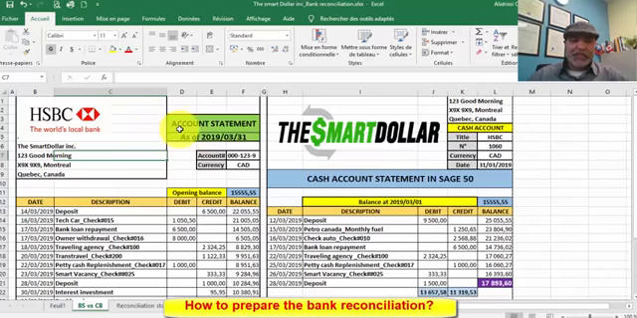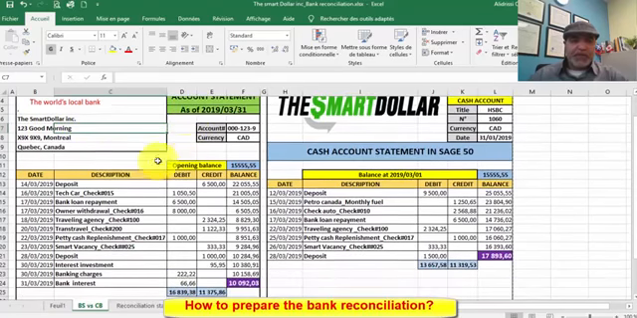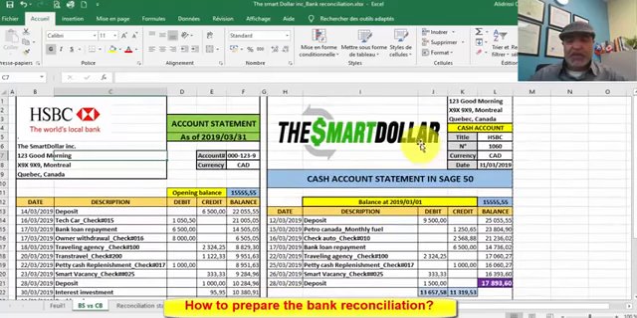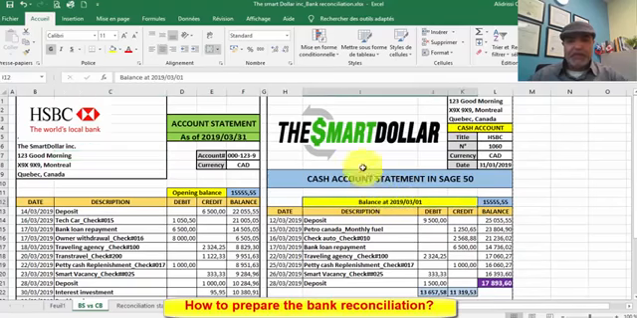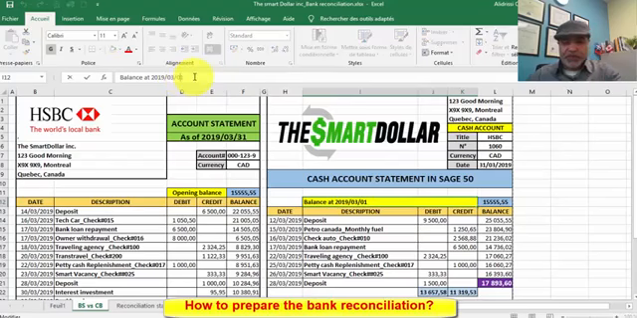Here we have the HSBC statement sent to the customer or client, the Smart Dollar. You have date, description, opening balance, debit, credit, and closing balance. You have here the company cash book, balanced in the end of March. So I will correct this.